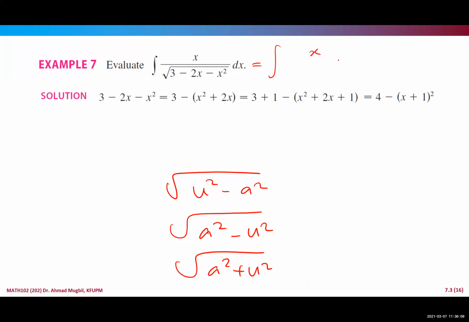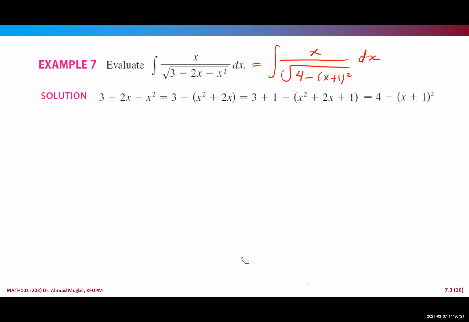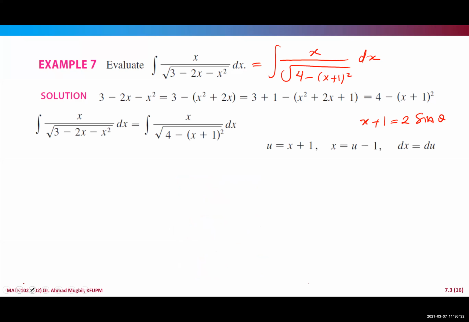Now, this integral will be equal to the integral of x over the square root of 4 minus (x plus 1) all squared dx. Now, what is the right substitution to use here? We can use directly x plus 1 equals 2 sine theta, or you can use the U substitution as he did here. What he did, he put u equals x plus 1.